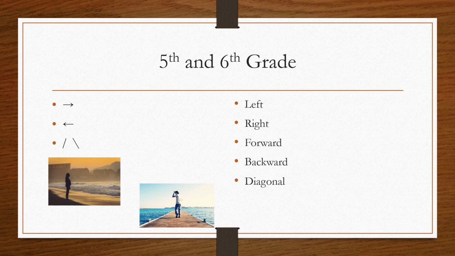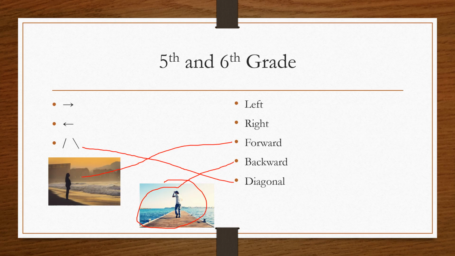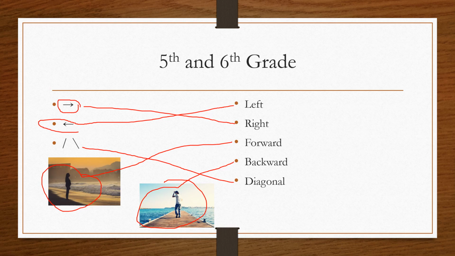Okay, so I'm going to start from the bottom. Diagonal. These are diagonal lines. We just saw those. Backwards. This guy is looking backwards. Forward. While we're seeing her from the side, she is looking forwards. And to the right, from our perspective, this arrow is facing right, and this arrow is pointing left.